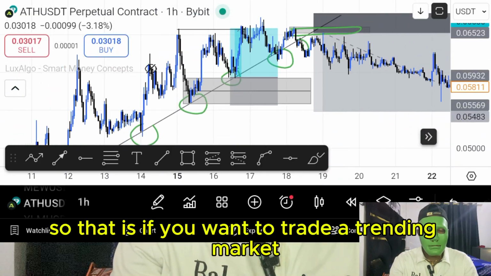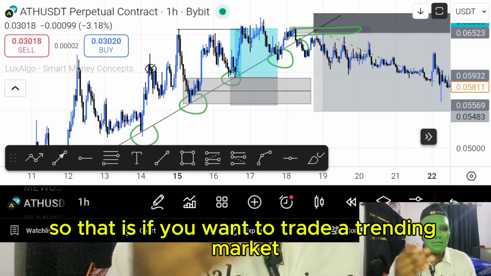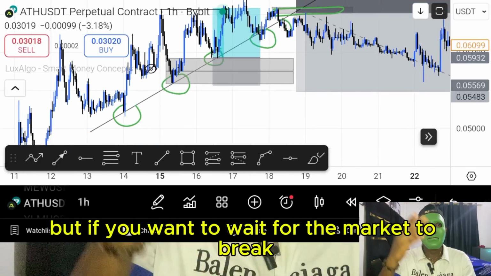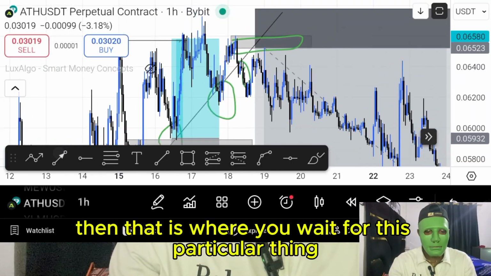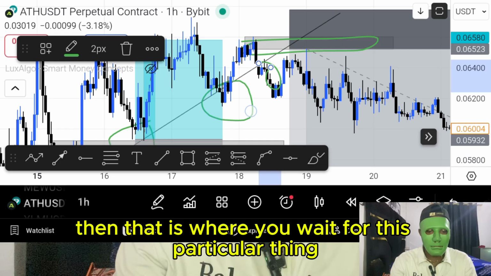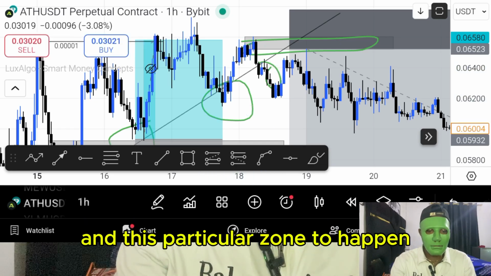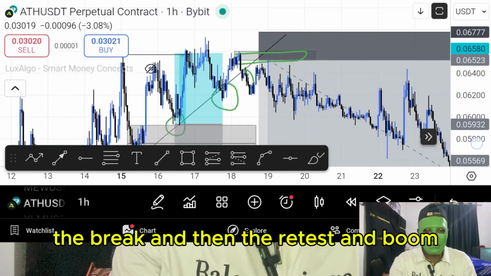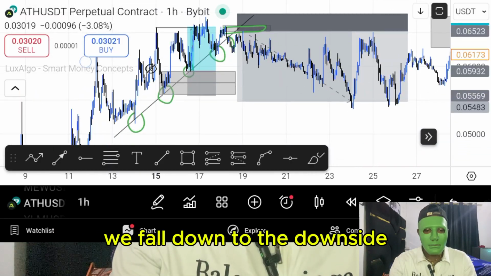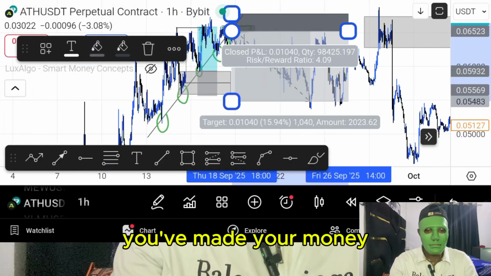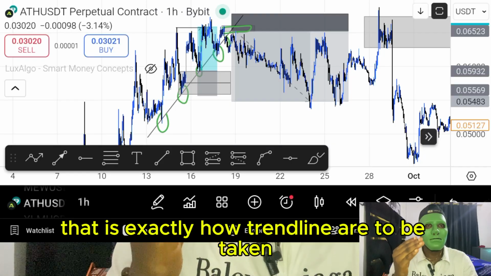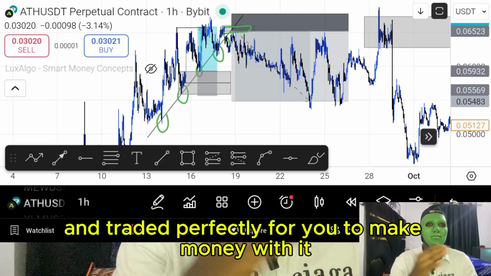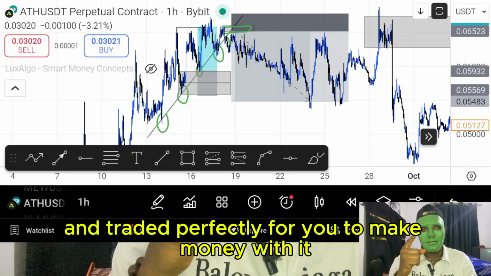So that is if you want to trade a trending market. But if you want to wait for the market to break the trend line, just like I explained on the board, then you wait for the break, and then the retest, and boom, we fall down to the downside. You've made your money. That's exactly how trend lines are to be taken and traded perfectly for you to make money with it.